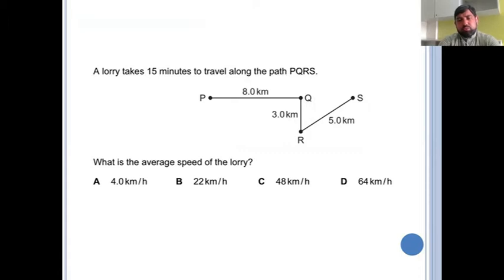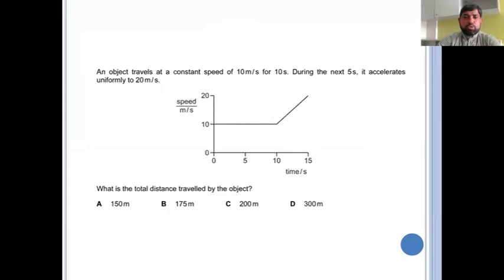16 kilometers in 15 minutes. So in 1 hour, it will be 4 times, meaning 64 kilometers per hour. Or, if you are finding it difficult, you can convert minutes to hours, so that will be 0.25 hours. So 16 upon 0.25 will give you again 64 kilometers per hour.